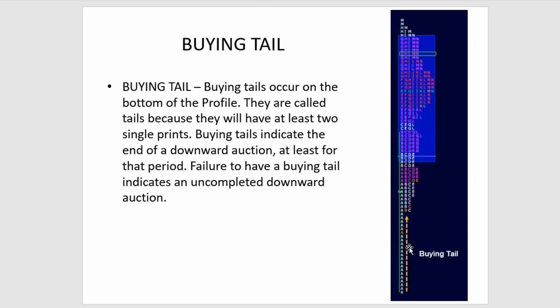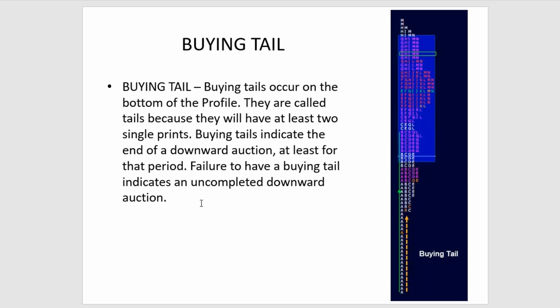day. Very valuable information. Remember, in the auction process, when the market is auctioning lower, it is looking for buyers. If the market goes lower, and it finds buyers, then you will get an excess on the low and you'll find a buying tail. Sometimes the market trades lower and instead of finding buyers, it finds more sellers. In that indication, that means the market's going to be trading substantially lower.